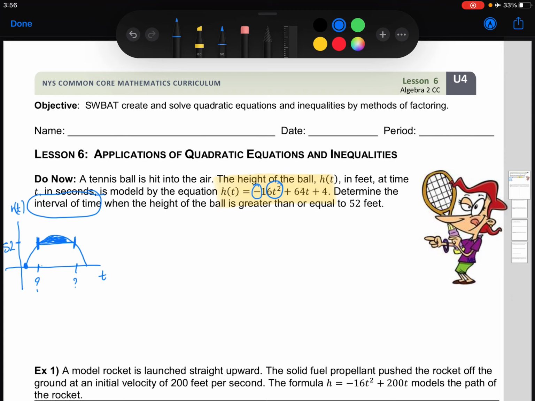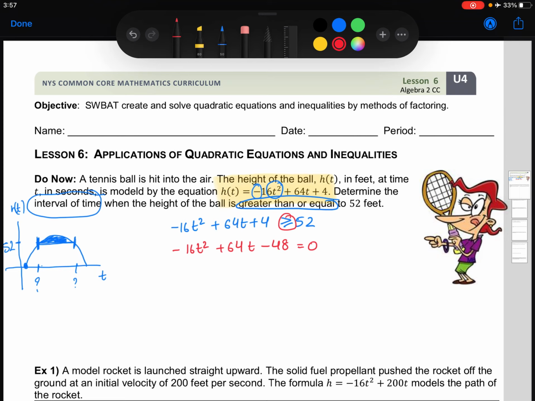So now let's try to do this. I'm going to write my function, negative 16t squared, but here it says greater than or equal to, so that means it's going to be an inequality, 52. Now again, this is a quadratic. How do we solve quadratics? By setting them equal to 0. I'm going to change my inequality to an equal sign and move the 52 over. What would I get? Subtract 52 on both sides. I get negative 48 equal to 0.